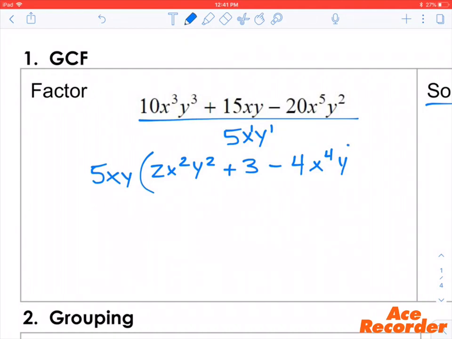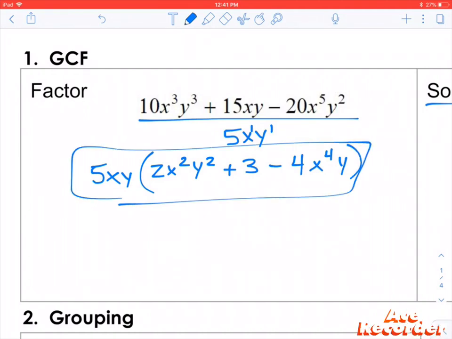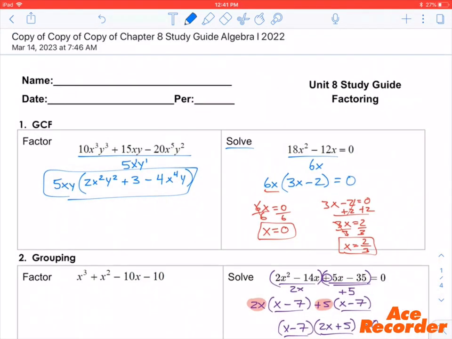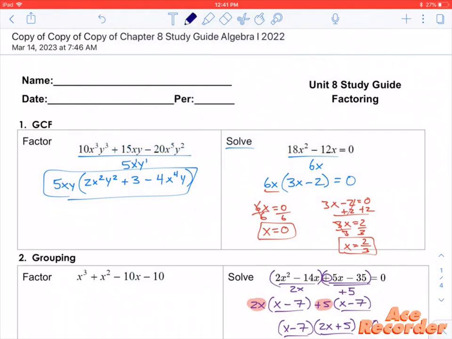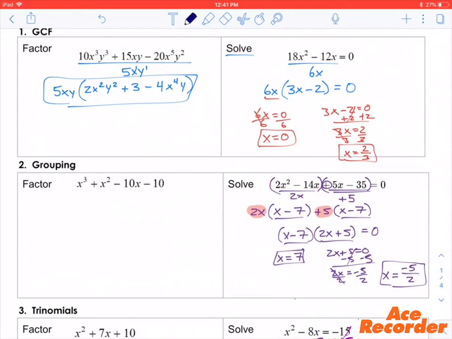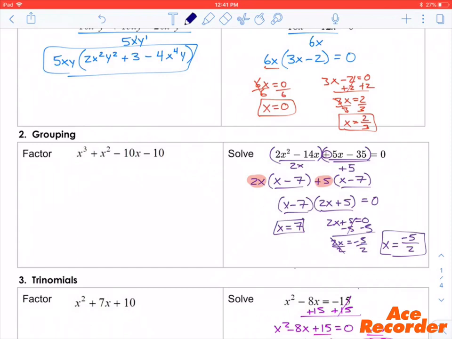y left. And since we're not solving, we're done. There's no equal sign there, so we don't have to go any further. That's the difference between the left side and the right side, okay? So same thing here. Number 2, we're grouping, but we don't have to solve at the end.